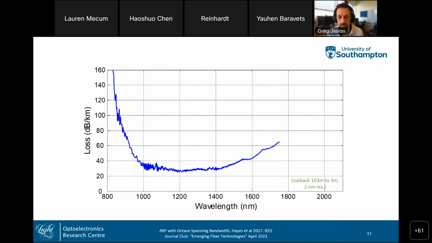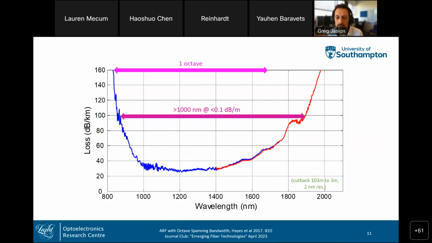So this is the loss of that fiber. This was measured using the cutback method. And you can see we've got a broad window that guides from somewhere around 850, 900 nanometers all the way up to 1,800 nanometers below 100 dB per kilometer. So it's a huge bandwidth. In terms of octaves, that's one octave. And you can see we've got over 1,000 nanometers for that loss threshold, and at less than 30 dB per kilometer, we've got over 400 nanometers. So it's a huge improvement from the state of the art at the time in anti-resonant fibers.